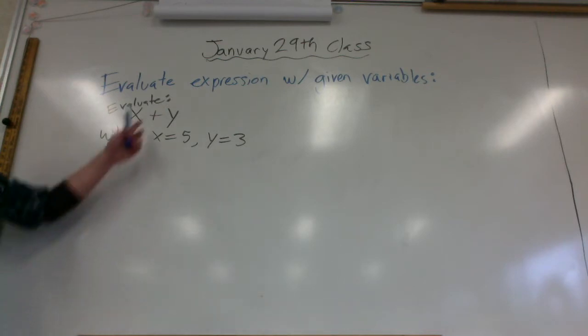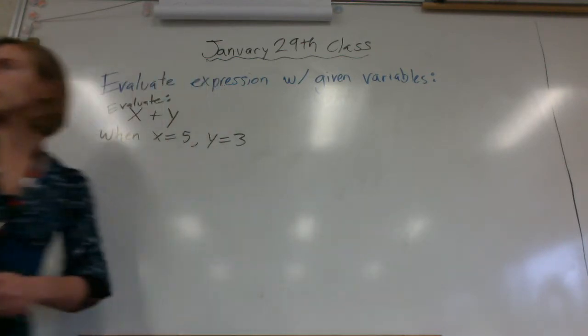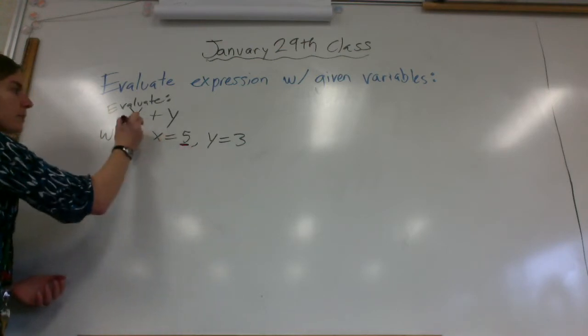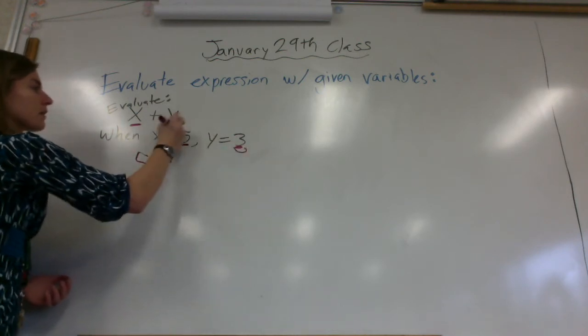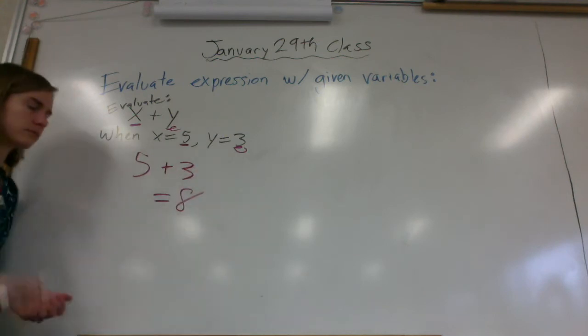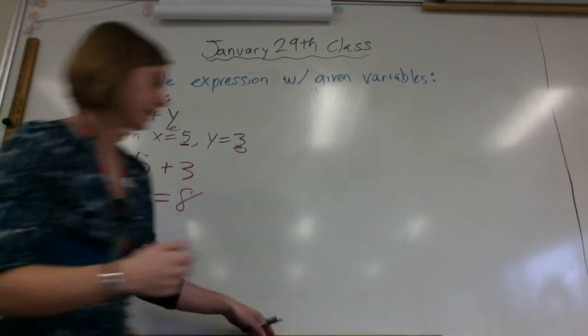So Haley's saying this is 8. What do we think? Should it be 8? Yeah. Why? What should I do with these that tells me this is 8? Jennifer? Oh, we just plug in the variables. So it really is that simple. We're going to put in 5 for x, and we're going to put in 3 for y. And then we just evaluate it, which means we just solve it. Okay. Now, obviously, they can make them a lot more complicated than that.